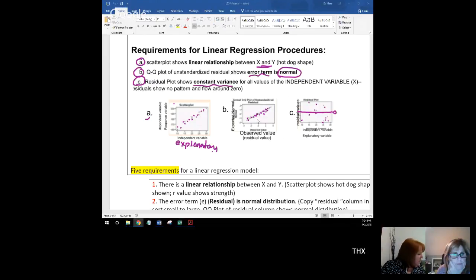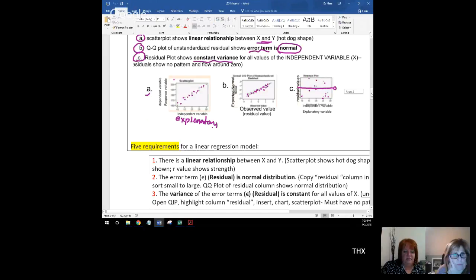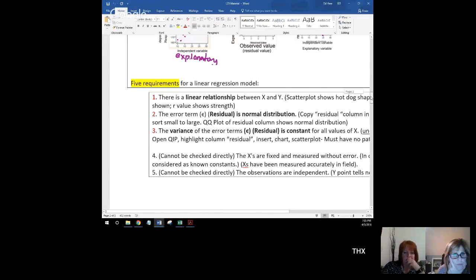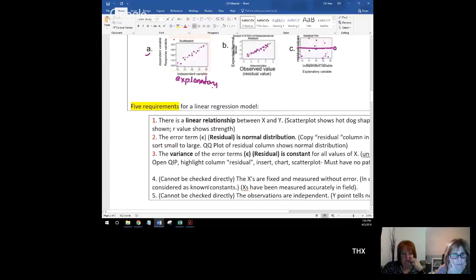The variance of the error terms is constant for all values of X. That's the last one, right? Yep. The X's are fixed and measured without error. That's the first one. The last one, the observations are independent. It's all of them. Well, the last 2 cannot be checked. They're impossible to check. Why?